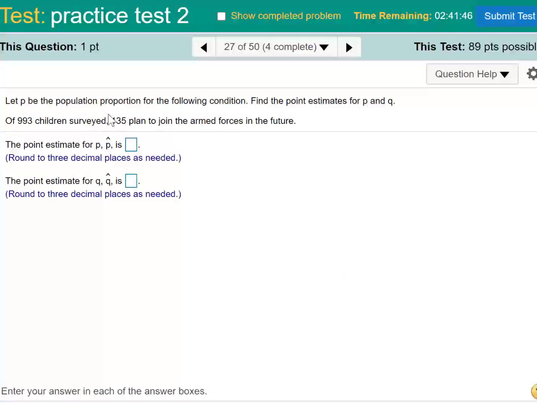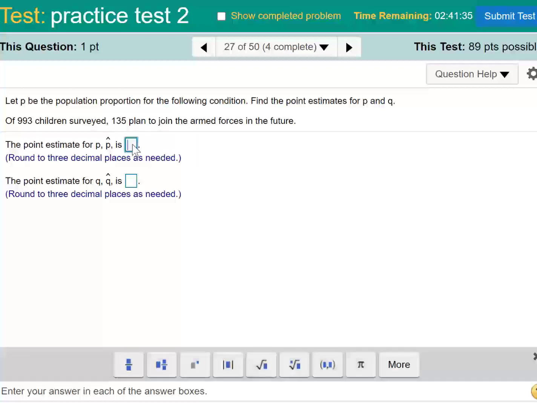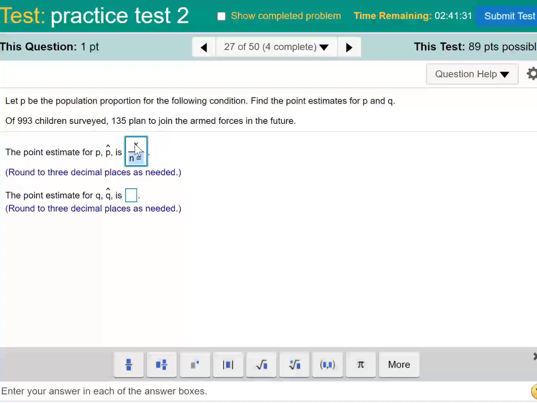Let P be the population proportion. Of 993 children surveyed, 135 plan to join armed forces in the future. What's the point estimate for P? We call it P hat, which is X over N. And when you do the math, it will be equal to X, which is 135, divided by N, which is 993. And you just do the math and get the answer.